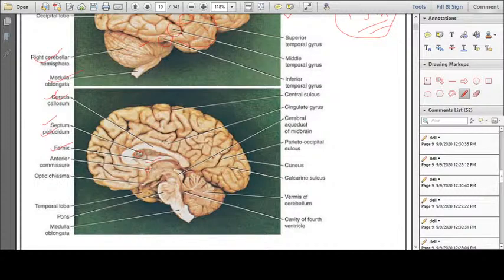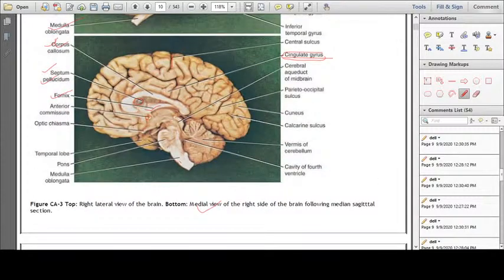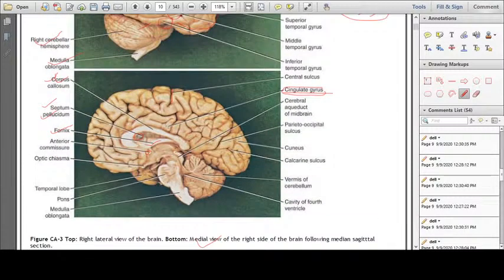Okay, let's see the other structures. This is the cingulate gyrus, and this one is the central sulcus, from the medial view of the right mid-sagittal section of the brain. The cingulate gyrus can be viewed like this, and this one is the cerebral aqueduct of the brain.